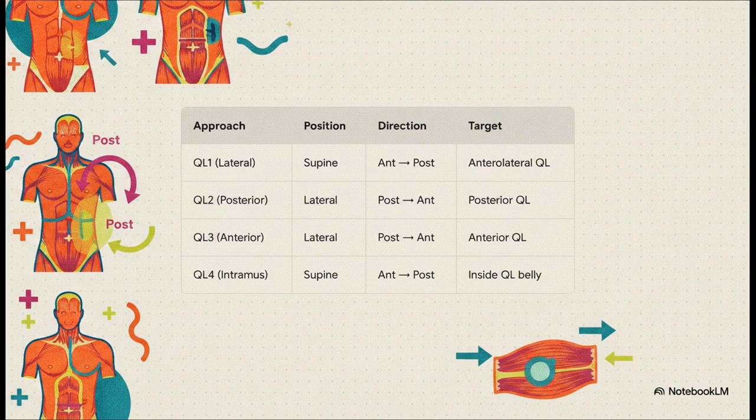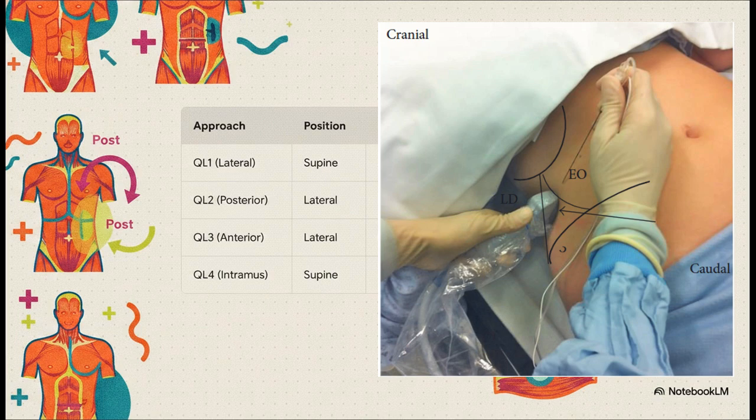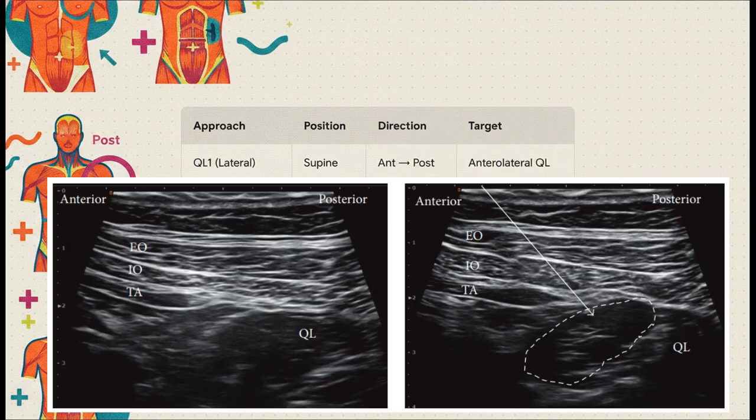Starting with QL1, the lateral approach. The patient is usually supine, your needle direction moves anterior to posterior, usually starting around the mid-axillary line. You are targeting the anterior lateral border of the QL, right where it forms a junction with the transversalis fascia. Tactilely, this feels very similar to a posterior TAP block, but you are deliberately pushing slightly further posterior.